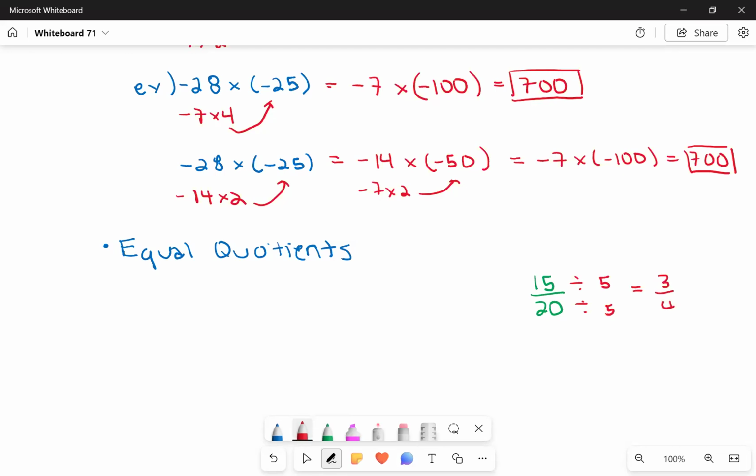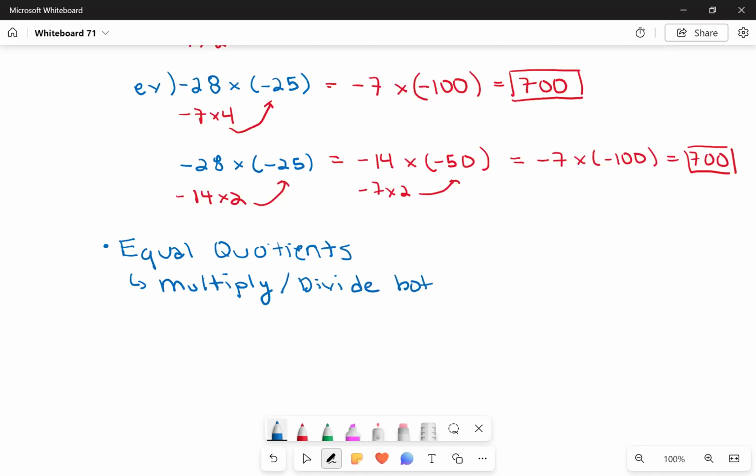We can use that trick if we happen to be working with a division, because 15 over 20 is just the division of 15 divided by 20. So we can do this trick where we multiply or divide both numbers by the same thing. So that's the trick we're going to use for equal quotients. We will multiply, sorry, computer's lagging there, or divide both numbers by a constant.